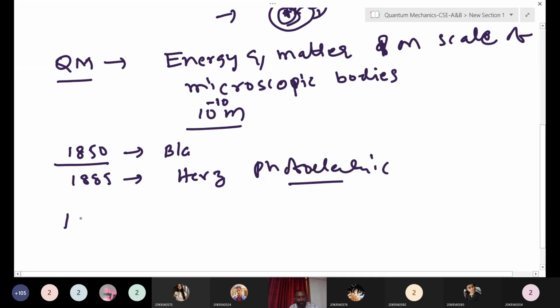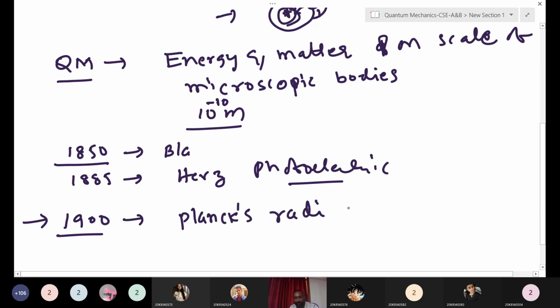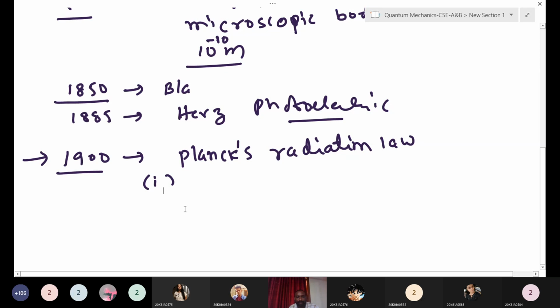In 1900 a new era started. What discovery was made in this year? Planck's radiation law, a very important law in quantum mechanics. So what is Planck's radiation law? Earlier they did not know how the energy is distributed, how the energy is released.